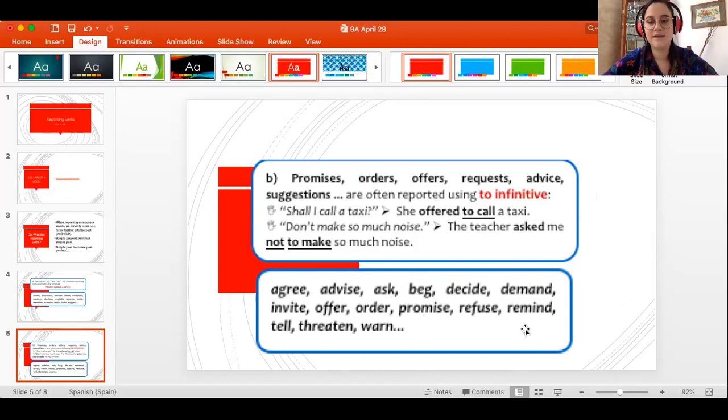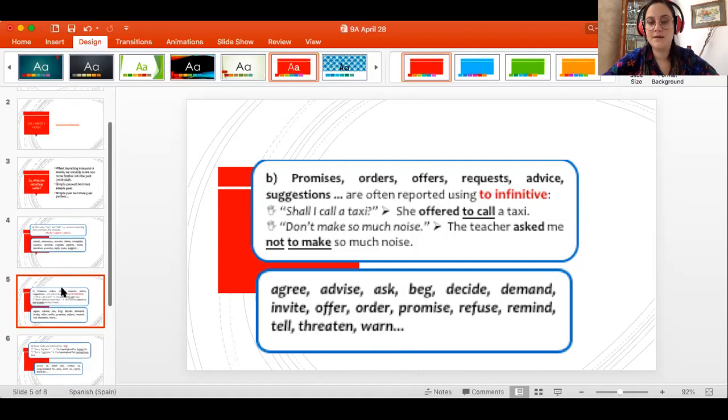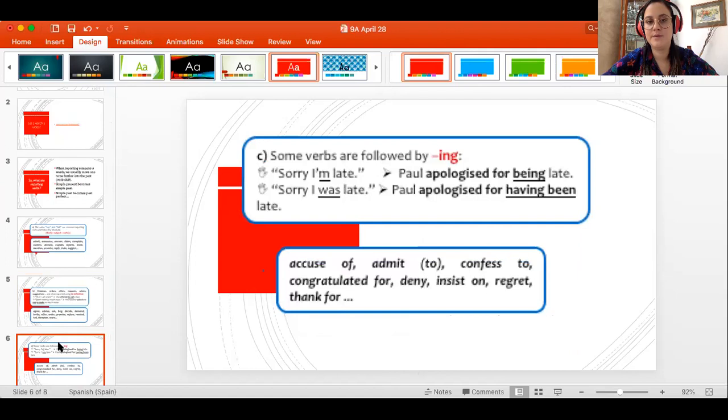How do we use it? For example, I decided to buy a new car. I promised her to call her more often. She offered to give me a ride. They warned us not to leave home. Let's go to the next type.